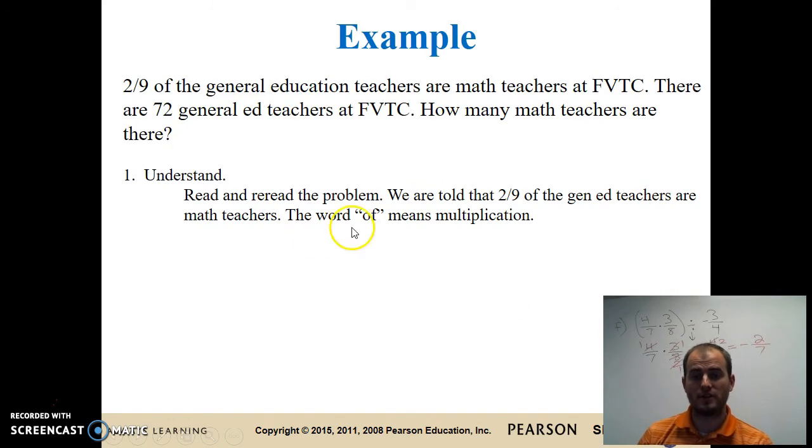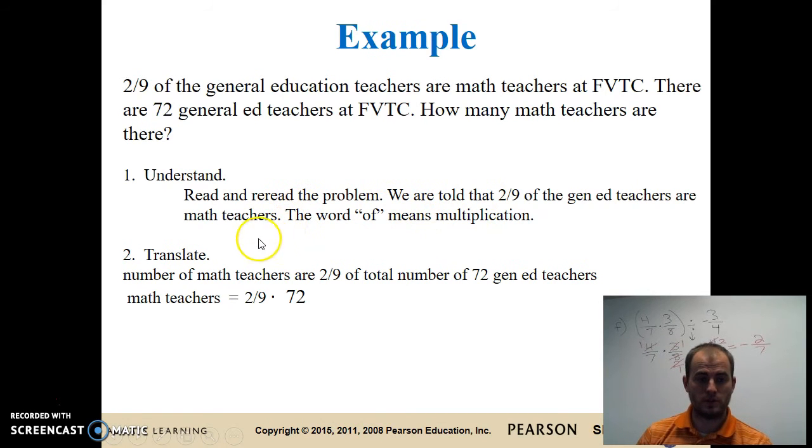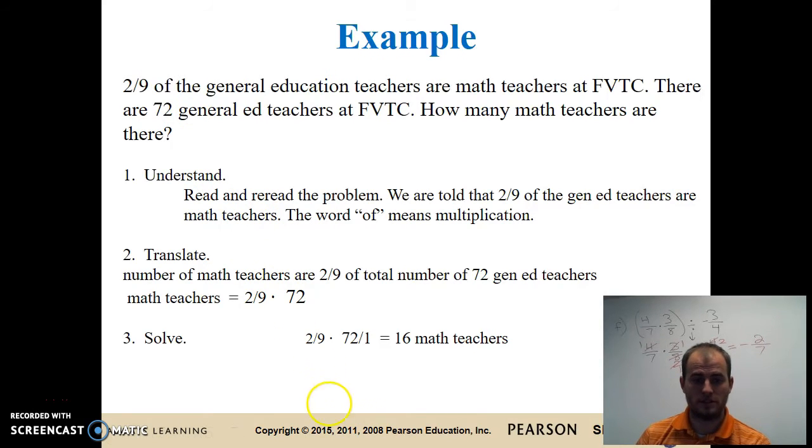We are told that 2/9 of the gen ed teachers are math teachers. Remember that word of is key. If you remember when we went through multiplication, of means to multiply. So 2/9 of the total number of gen ed teachers, which it says is 72. So the number of math teachers equals 2/9 of the total, which it says is 72. So you multiply 2/9 times 72 over 1.